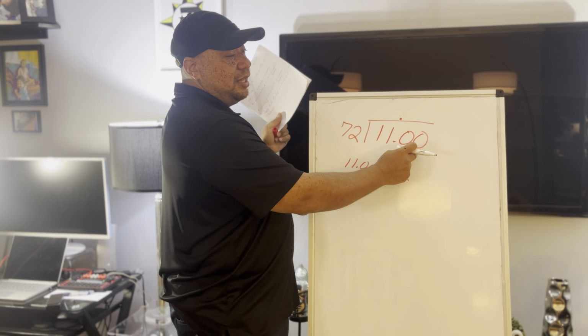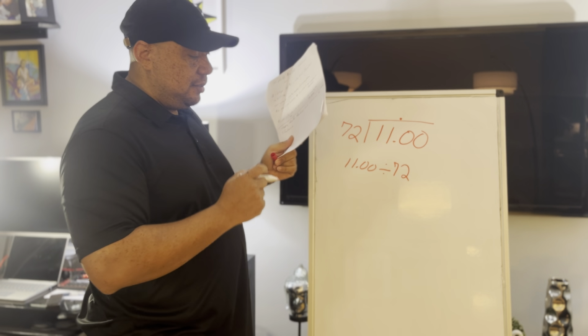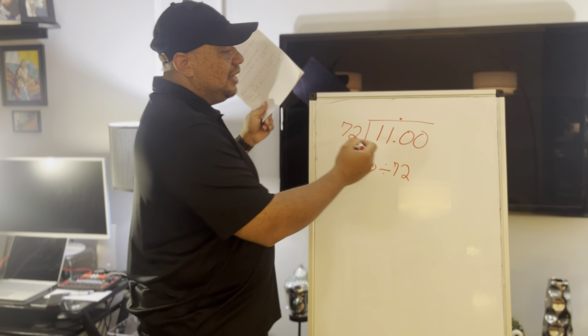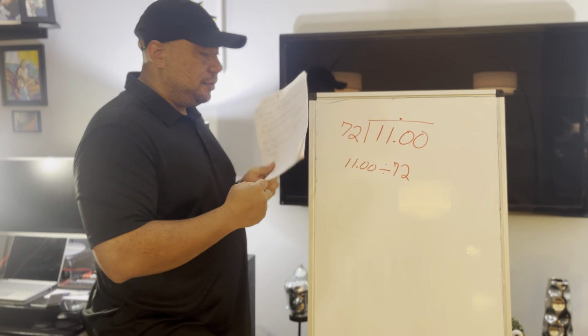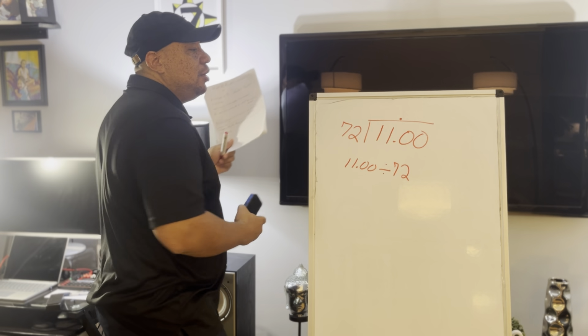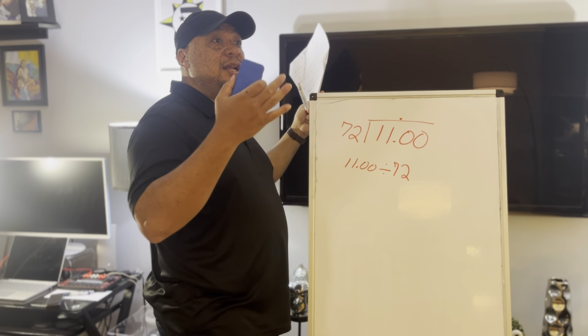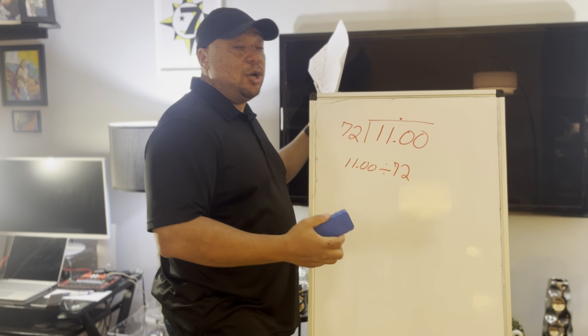By the way, this $11, that's called the dividend, if that's the technical name. And the answer, that's called the quotient. Just a little review with the words. So you should try to increase your math vocabulary also.